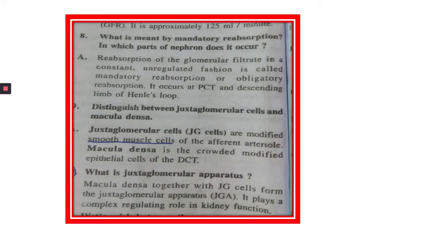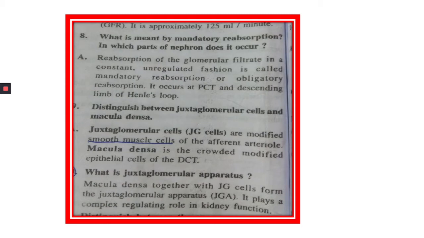What is meant by mandatory reabsorption? In which parts of the nephron does mandatory reabsorption occur? Reabsorption of glomerular filtrate in a constant, unregulated fashion is called mandatory reabsorption.